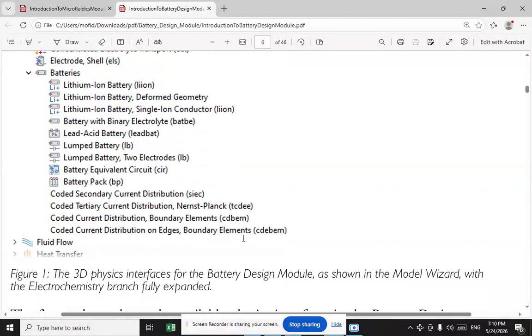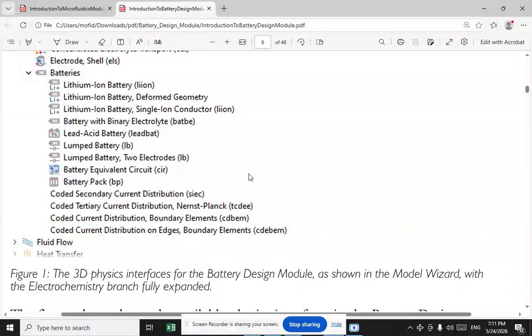The next is batteries: lithium-ion battery, the foam geometry lithium-ion battery, single ion conductor battery with binary electrolyte, lead-acid battery, and lumped battery, two electrodes, and battery equivalent circuit, battery pack. And also we have coupled secondary current distribution, coupled tertiary current distribution, Nernst-Planck, coupled current distribution on boundary elements, and coupled current distribution on edge boundary elements.